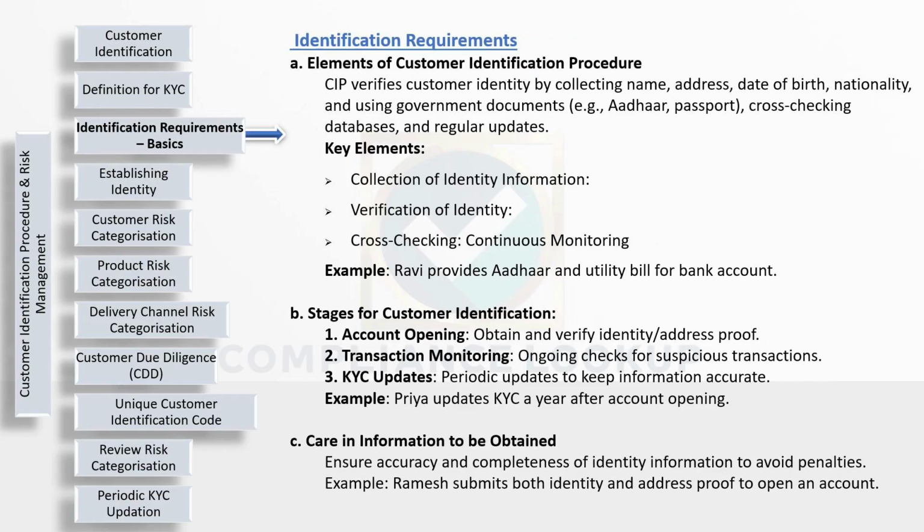Example: Ravi goes to open a bank account. He provides his Aadhaar card and utility bill. The bank verifies his documents, checks databases, and approves his account.